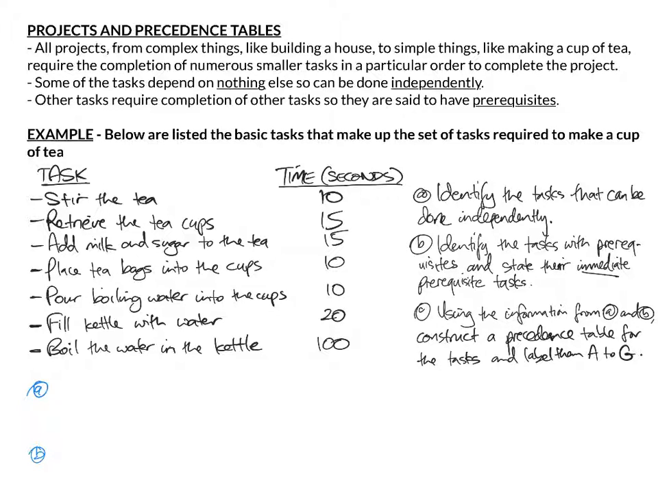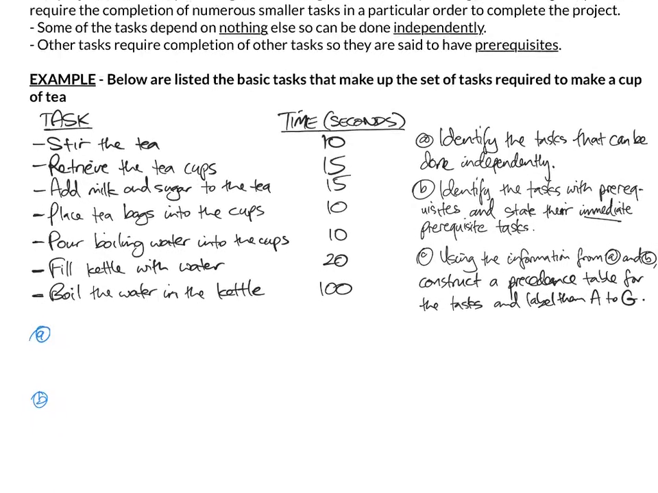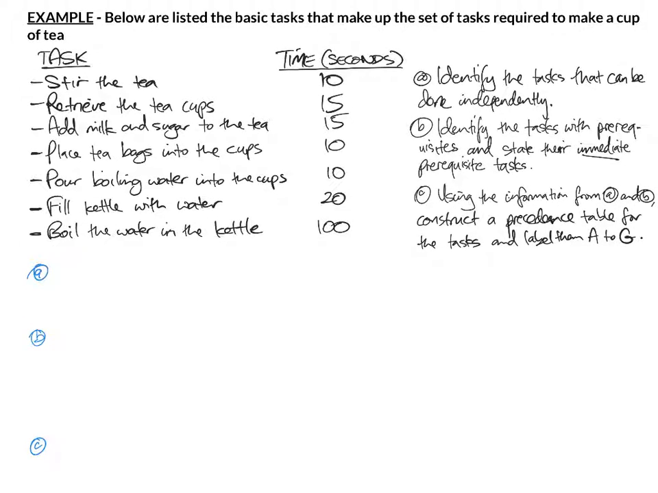Okay, so we've got three things to do here. A, identify the tasks that we can do independently. B, identify the tasks with prerequisites and then name their immediate prerequisites. And then lastly, put all these tasks into a precedence table and label them. So I'm going to scroll up here so we can only see the examples. There's no hard and fast way or formula to do this. You just have to think about it, yeah?